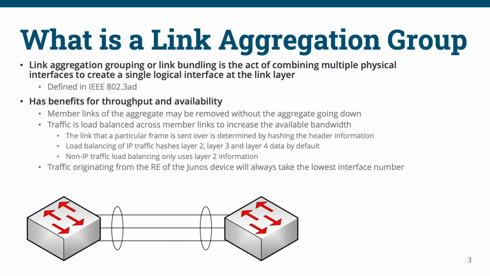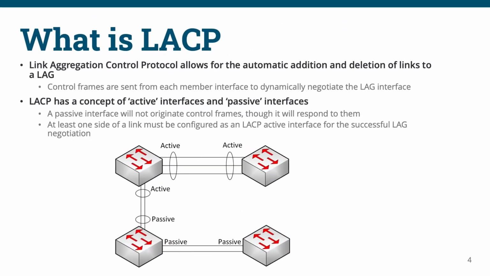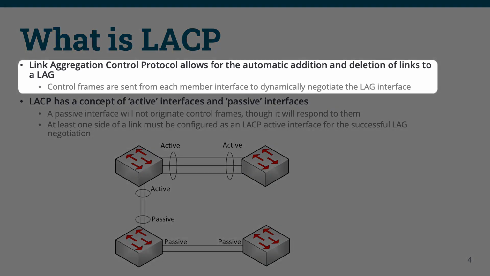Excellent. So now that we know what a link aggregation group is, let's move on to the control protocol that allows the devices to dynamically negotiate the addition and deletion of the member links of the LAG. The Link Aggregation Control Protocol, or LACP, is the control protocol which allows the devices on either end of a LAG to dynamically detect one another and to add or remove the member interfaces of a LAG smoothly with minimal impact. LACP works by processing control frames describing information about the LAG.